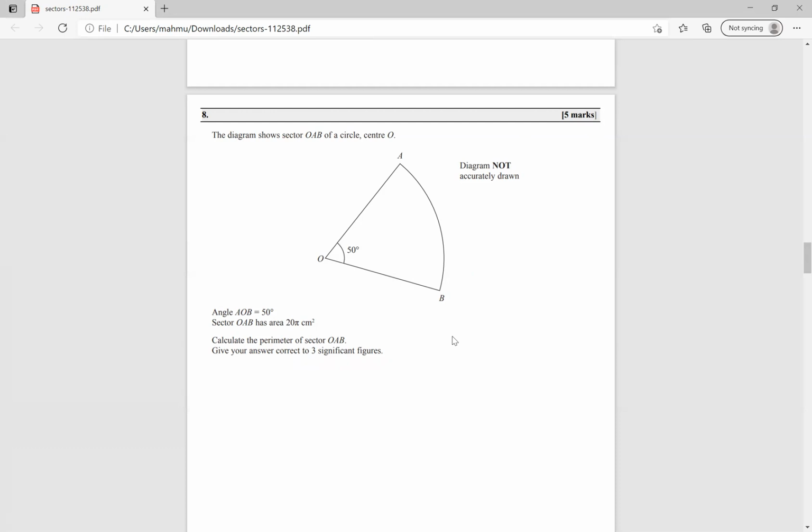What's the chord of a circle? What are you saying, chord? No, you're saying the sector. Chord, we'll look at this later on.